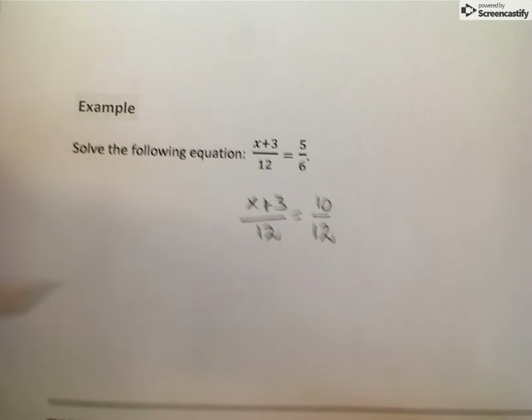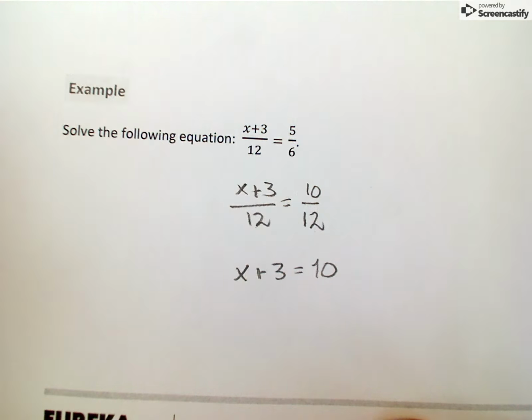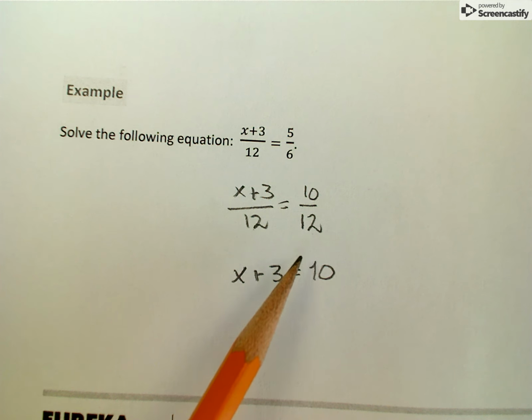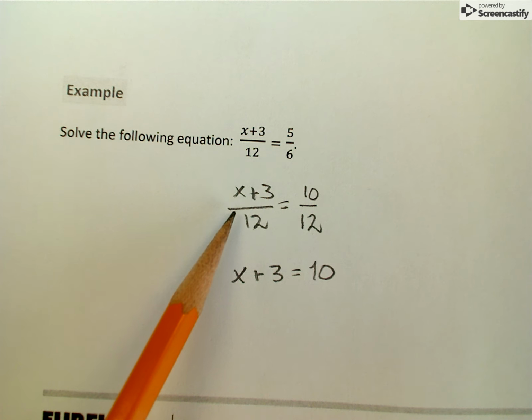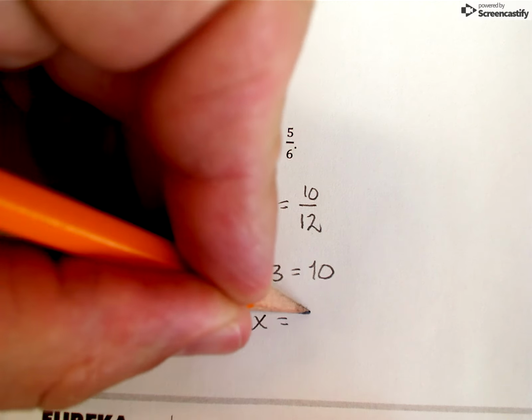So right from here, I can simply say x plus 3 is equal to 10. And for this simple example, really, I've used the properties of equality here. I can multiply both sides of this equation by 12, and then those 12s would divide out on either side, and I would just be left with this equation. And that's simple enough to solve.